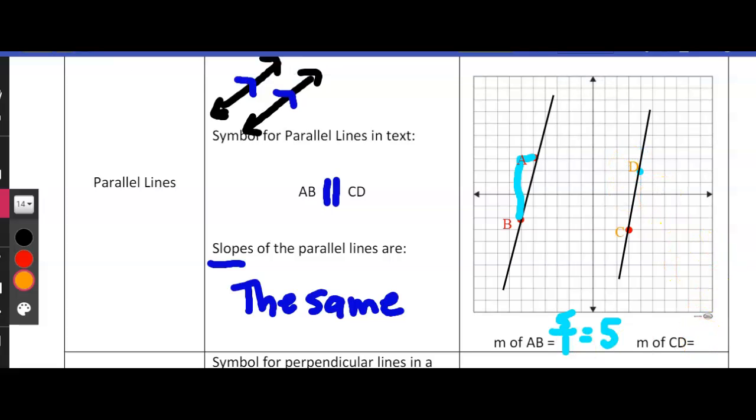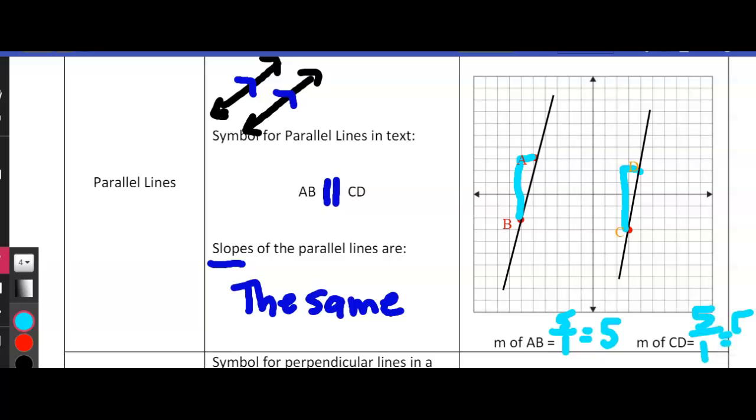And we already know, but we can check it just to make sure that we rose 5, ran 1. So again, same slope. So two lines that are parallel that run side by side have the same slope.